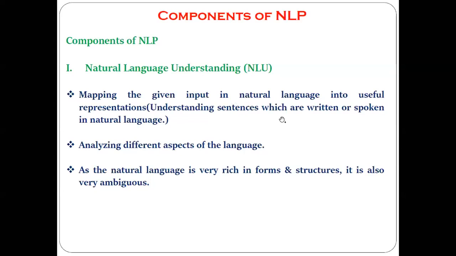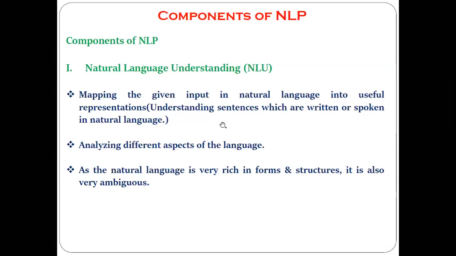And in that we have seen other details also, and now we are studying the components of NLP. The first component is natural language understanding. In natural language understanding, what should the machine or the system do? The system should understand whatever sentences are spoken or written in natural language. Just like I'm speaking with you, and you are understanding whatever I'm speaking, that is similar to natural language understanding.